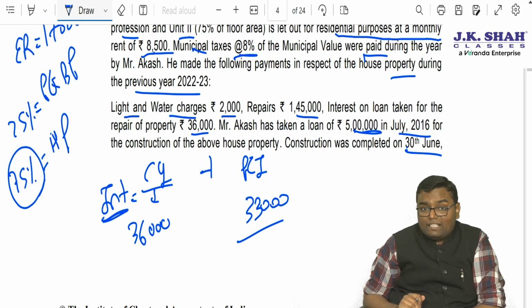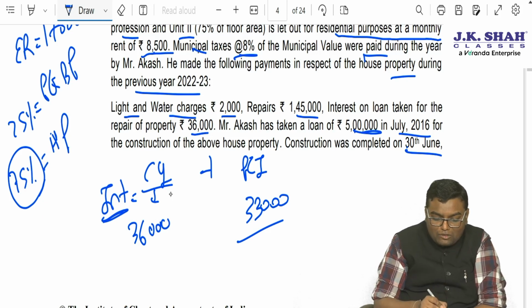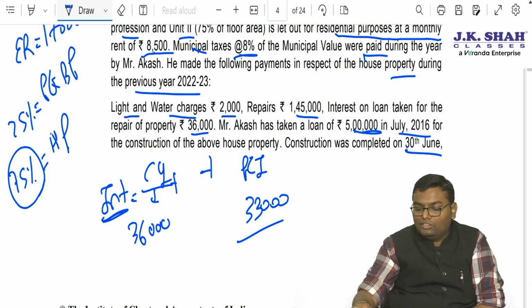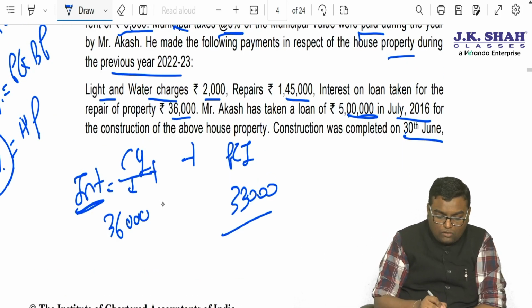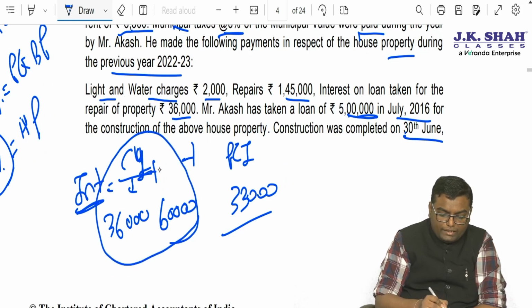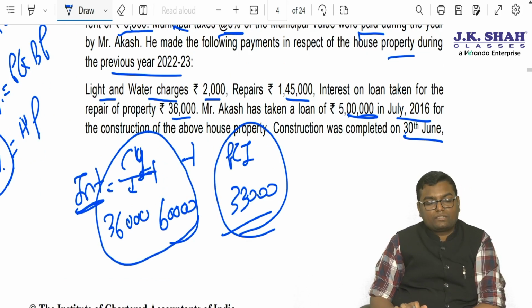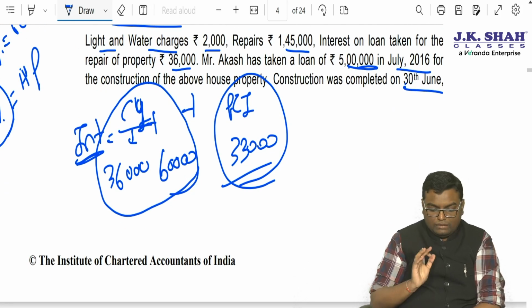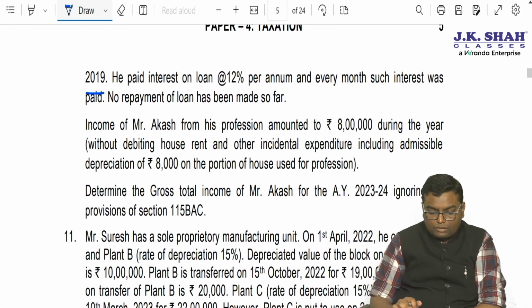But further there will be one current year interest also for this acquisition loan: 5 lakh into 12%. So that 60,000 is the current year interest. So I have 2 loans, 2 current year interests and 1 pre-construction interest. Okay, this is the thing which we have to remember as of now.